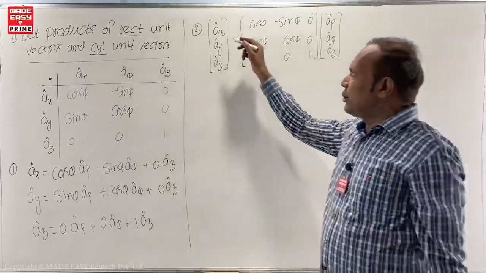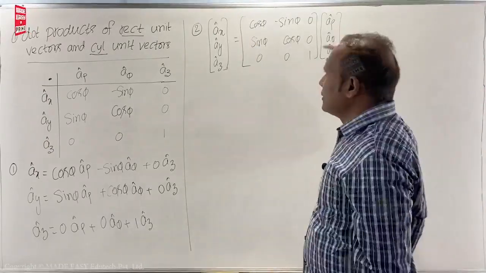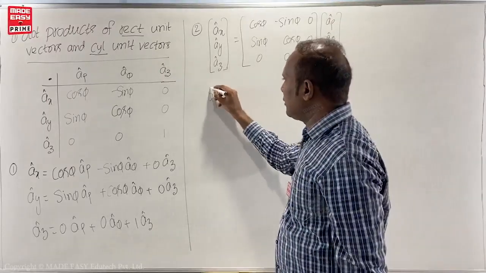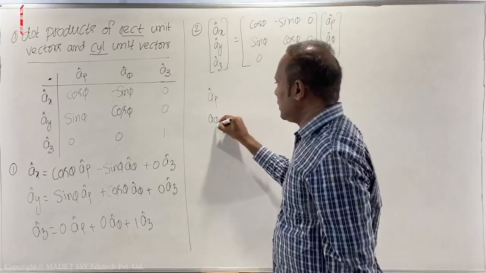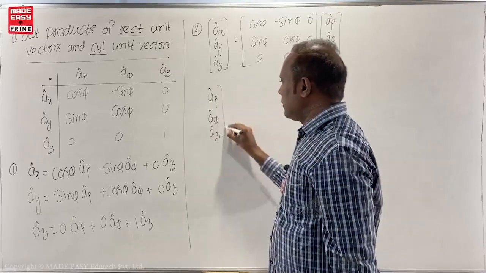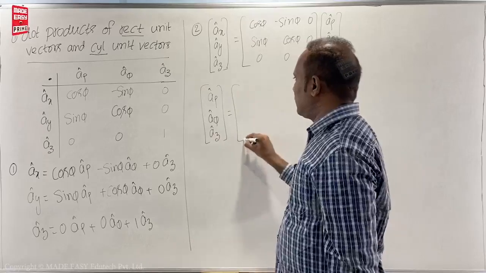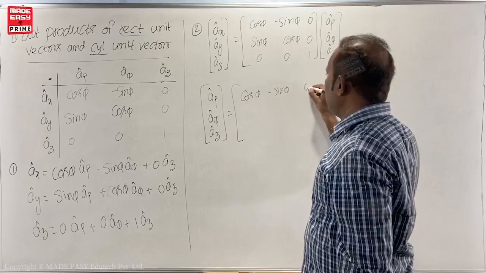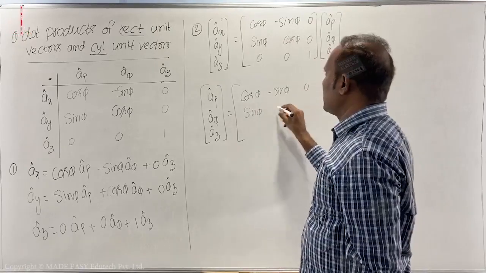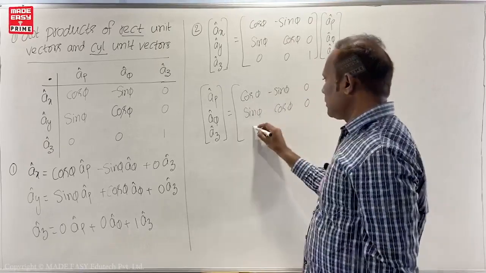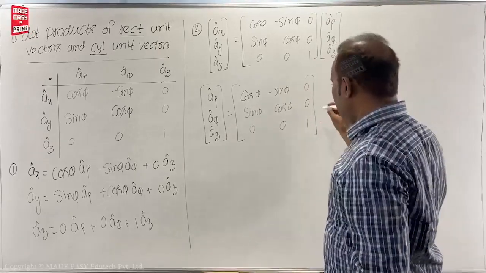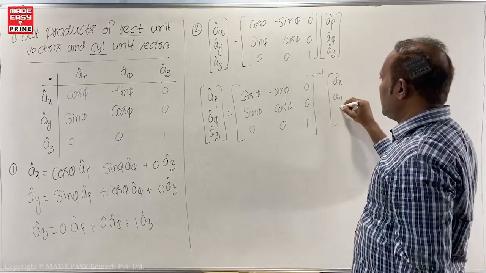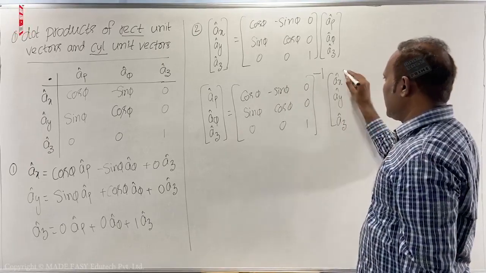Now I want to tell you, my dear students, if you want this, what to do. So here if you want this, what to do. So a rho, a phi, az is equal to, take this matrix, cos phi, minus sin phi, 0, sin phi, cos phi, 0, 0, 0, 1, and the inverse is there, don't forget. So the inverse times ax cap, ay cap, az cap, like this.